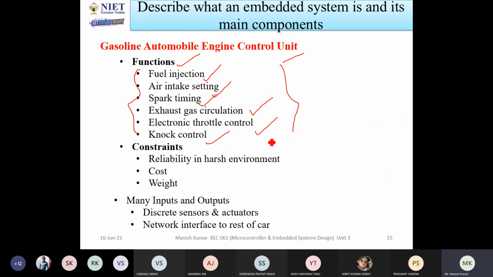Now, what are the constraints? You have to think about reliability in a harsh environment. You should never design a system that is not eco-friendly. Remember that, and put it in your mind. And also, if you are designing a system, the cost should be low. If the cost is low, it means you can sell more products, and the maximum number of people will be able to buy and use this product.